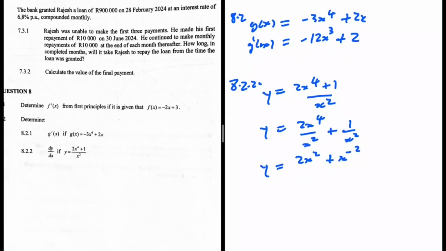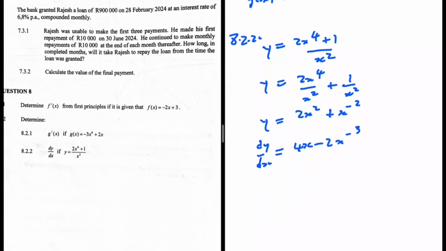Okay, so dy over dx, now I want to derive, will be equal to 4x minus 2x to the minus 3. So dy over dx is equal to 4x, rather, not just 4, minus 2 divided by x to the power 3.